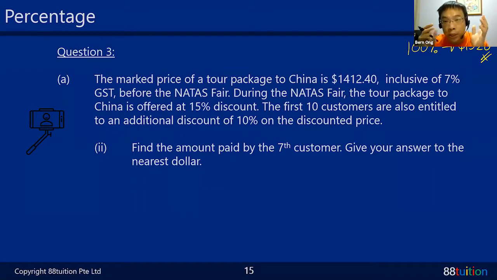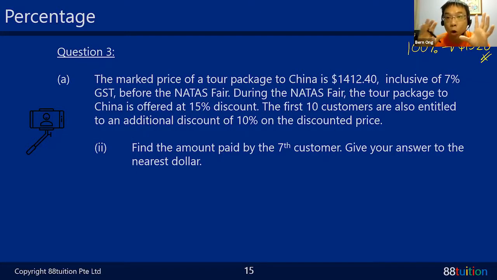Imagine that you go to this Natas fair. They will not show you the 1412.40 already, because that one is for the promotion. Before the Natas fair, the mark price of a tour package to China is this amount, inclusive of the GST. Can you see or not? So now during this Natas fair, they will give you an additional discount. Your discount must be on what basis? Is it on the price with the GST? Cannot. It must be based on the 100%. You cannot have the GST inside.